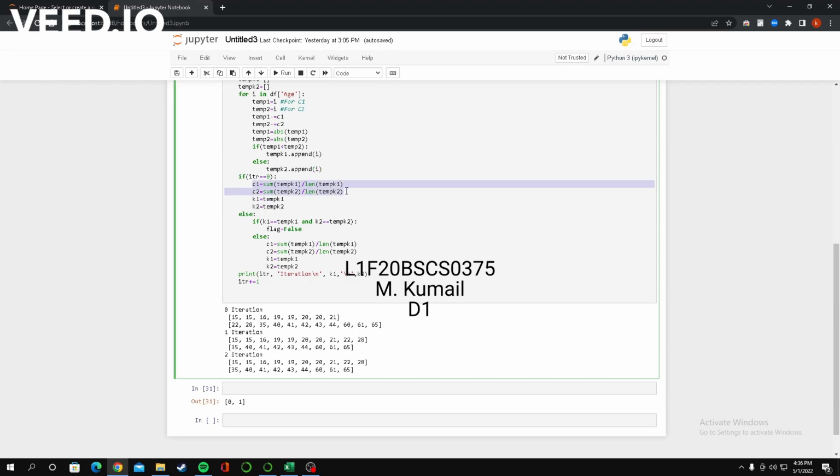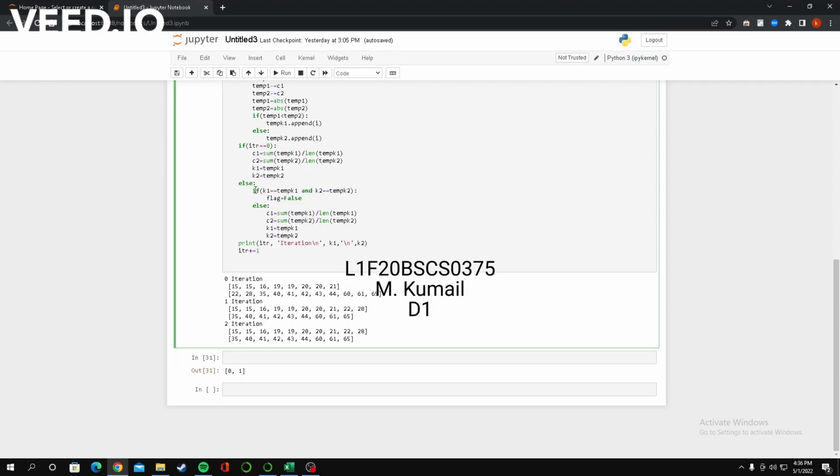If the iteration is 0, obviously we will not have the previous cluster, so we will just update the centered points by taking the average of both clusters and copying the previous iteration into the current iteration. Else, if the iteration is not 0, then we will compare the current iteration's clusters to the previous clusters.